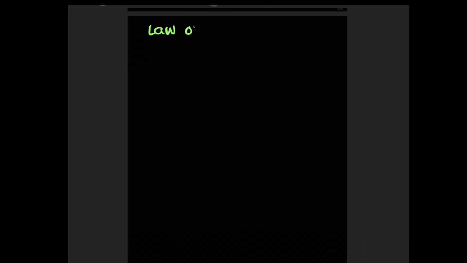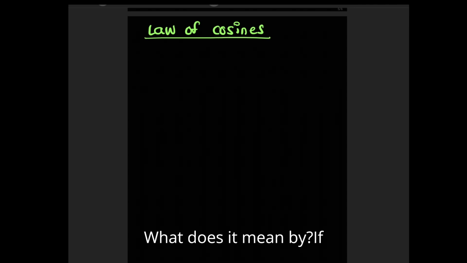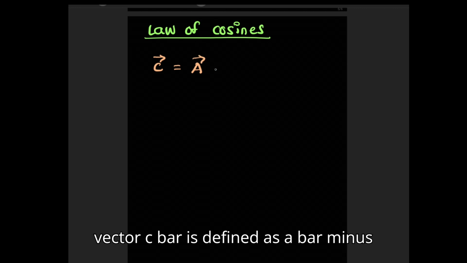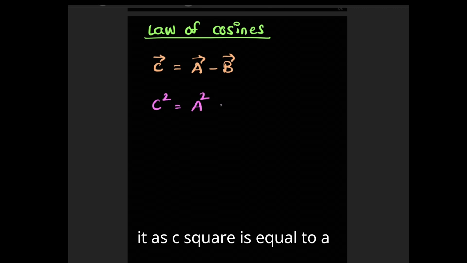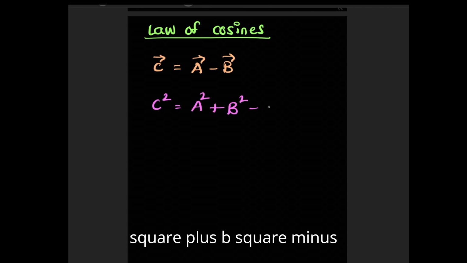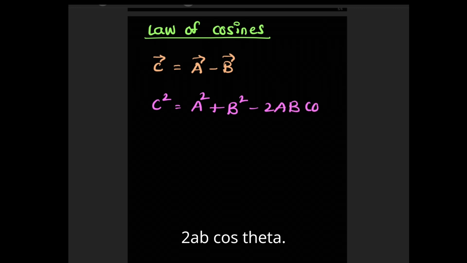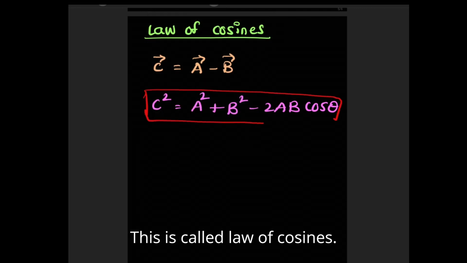There is another important rule that we have to remember, which is the law of cosines. What does it mean? If a vector c bar is defined as a bar minus b bar, then we can write c square is equal to a square plus b square minus 2ab cos theta. This is called the law of cosines.